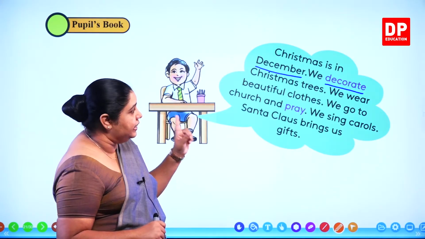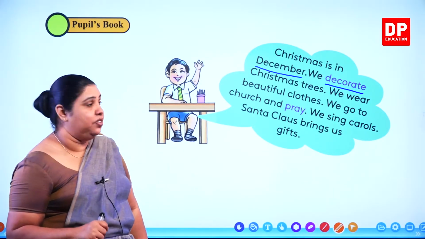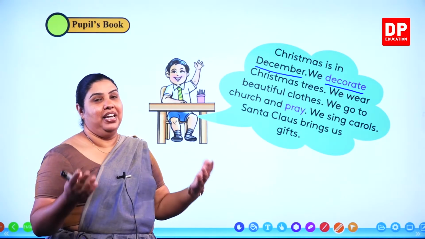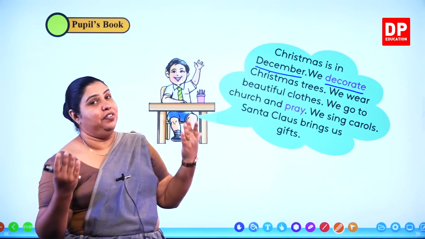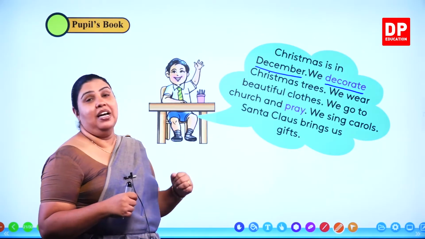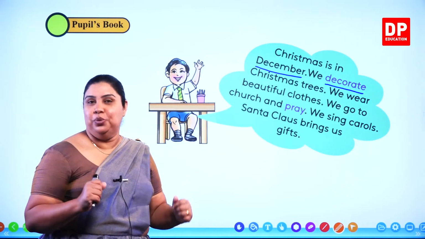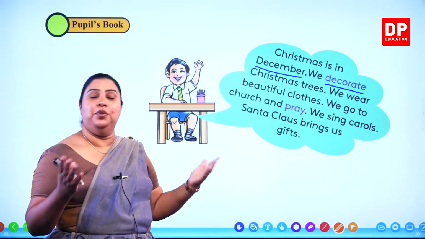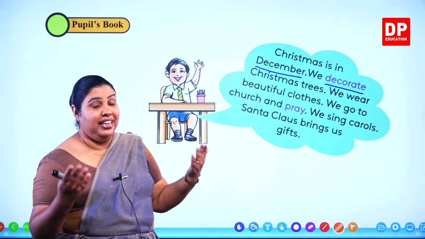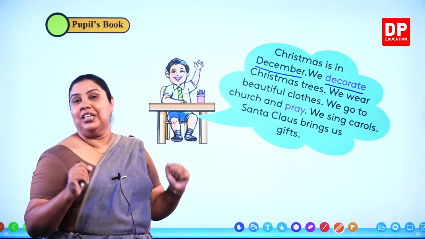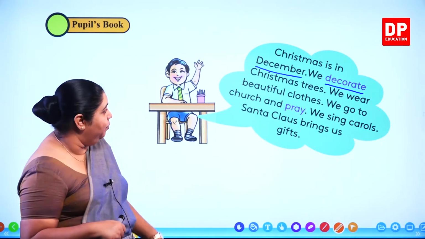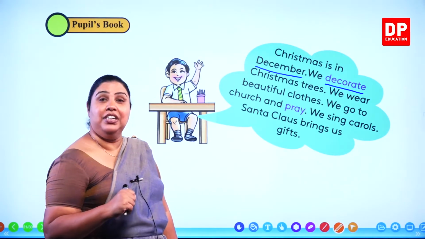Christmas is in December. We decorate Christmas trees. We wear beautiful clothes. Now like the way on the Thai Pongal day and for Ramadan and for Vesak we wear white clothing, but for Christmas they wear beautiful and bright new clothes because Christmas is a very colorful festival. The main colors are red, green, yellow. Those are the beautiful colors that they use for their decorations and even on the new clothes that they wear, right? Red is a very special color for Christmas.